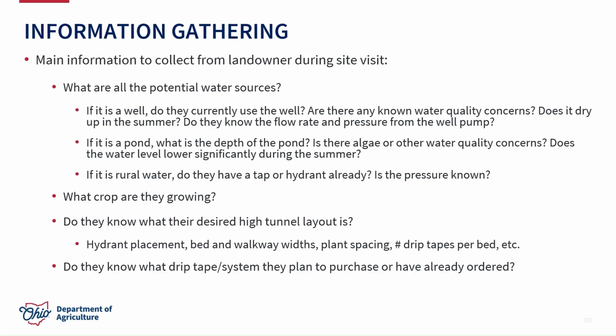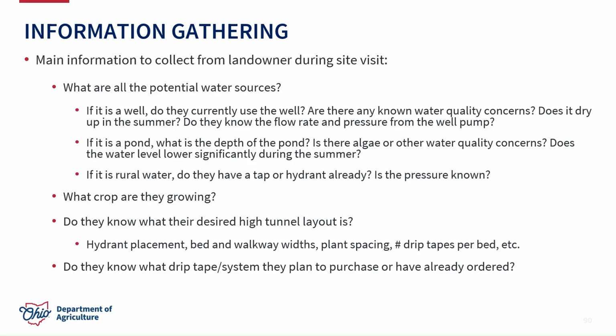And then next we'll want to know what is their desired high tunnel layout. Where do they want their hydrant to go? What size beds or walkways are they planning? How are the plants going to be spaced? Do they know how many drip tapes they want per bed? Or do they want us to design it for them and tell them what we think would work best for the scenario?